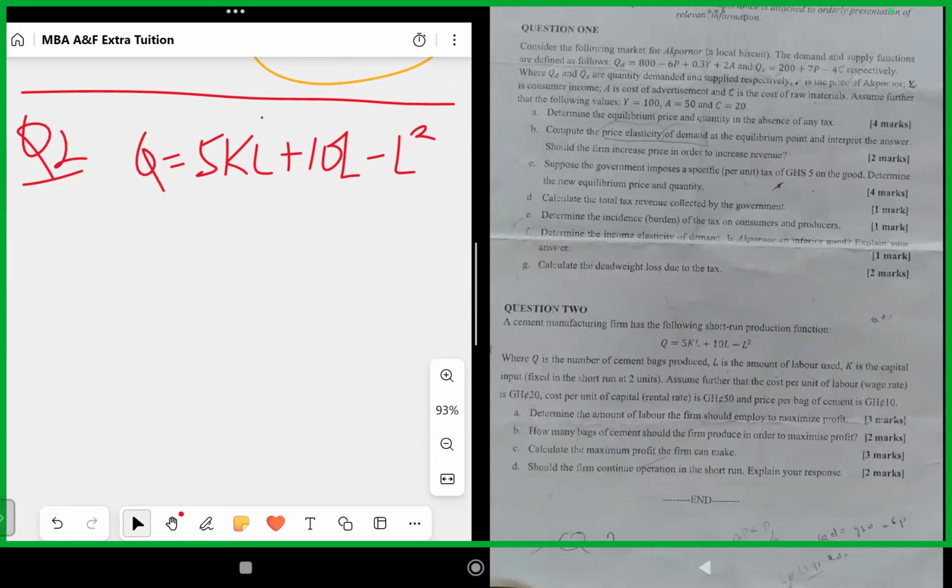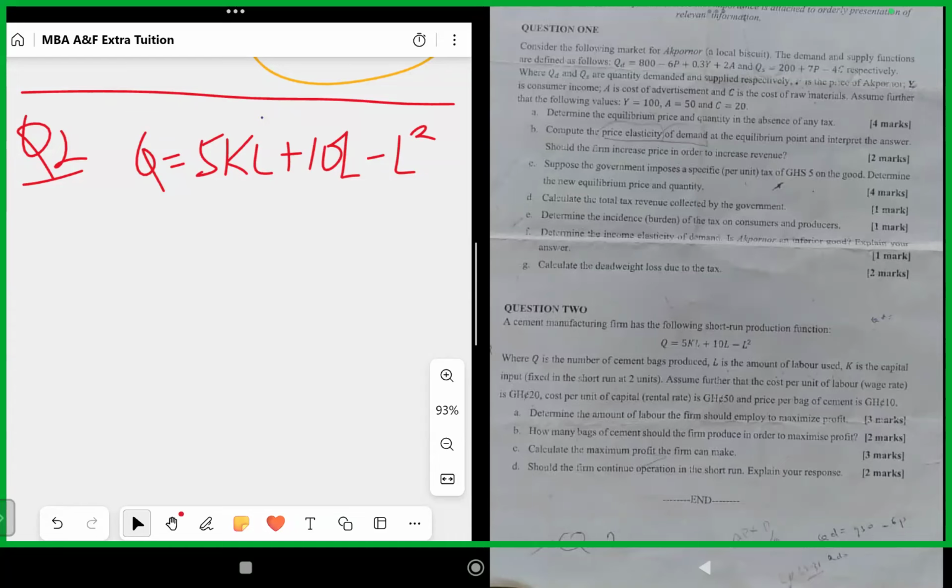So they give you the fixed unit. Assume further that the costs. Let me take my time. A cement manufacturing firm has the following short-run production function, where Q is the number of cement bags produced, L is the amount of labor used, K is the capital input fixed in the short run at 2 units. So here the question has given us the capital units at 2. That is why it only asks us to find for labor. If it were a long run, the question would tell us from the requirement that we should solve for both capital and labor.